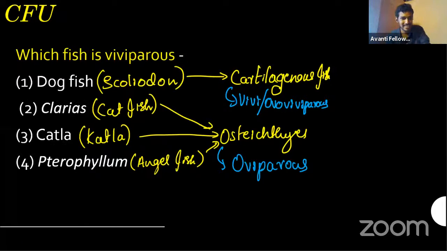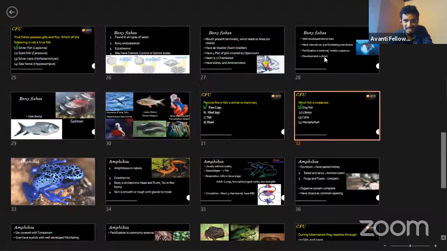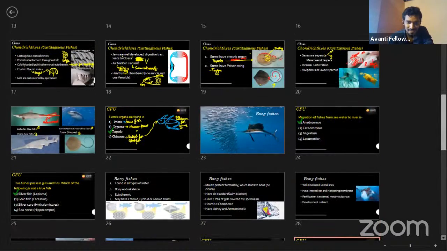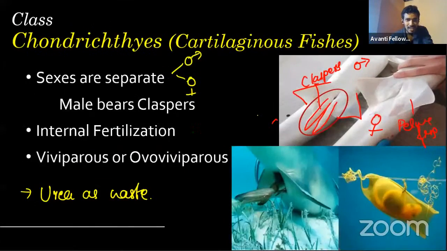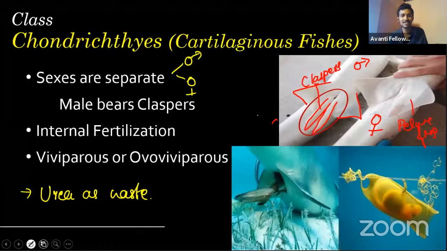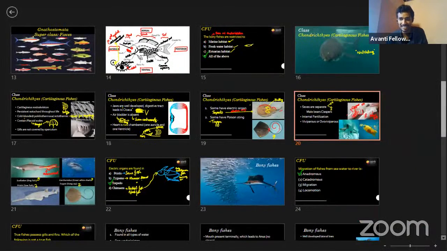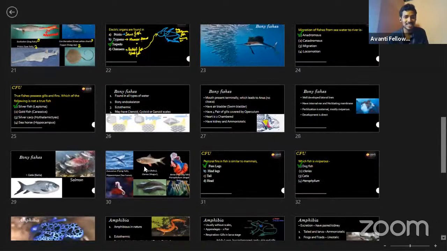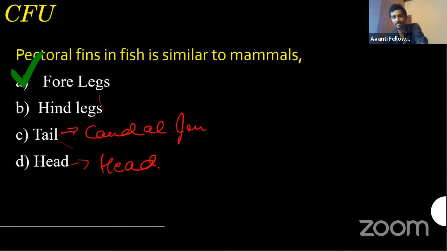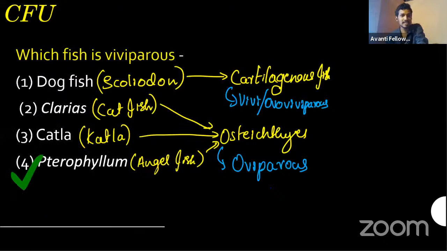Really? One second. There is one doubt. I'm going back to the cartilaginous fish one more time. Look, in cartilaginous fish, I mentioned it may be viviparous or ovoviviparous, not oviparous. Chirant, correct it in your notes, bro. I think you made a mistake while writing. So we'll come back to here. The correct answer is Scoliodon, dogfish.